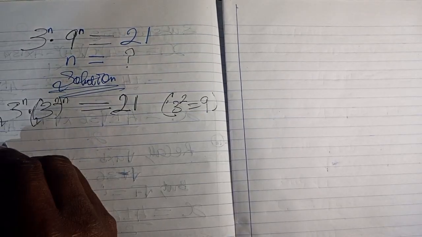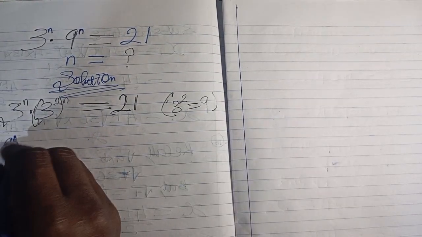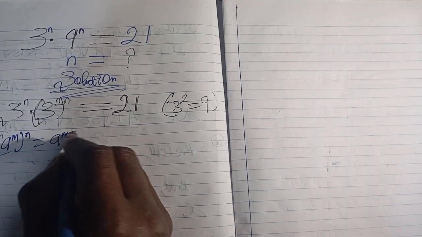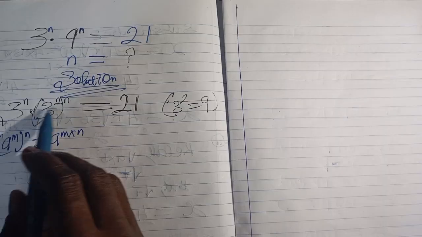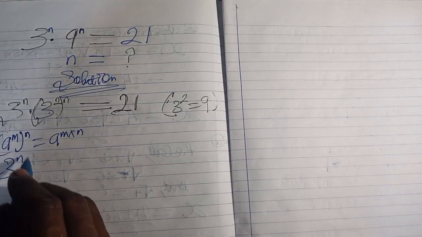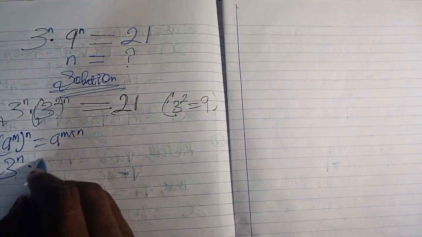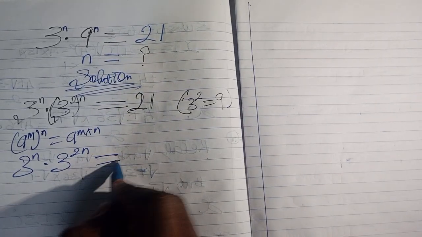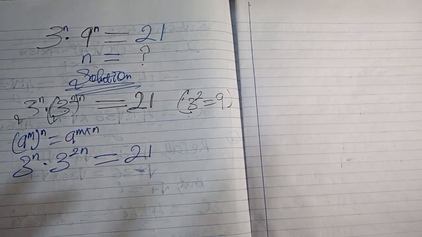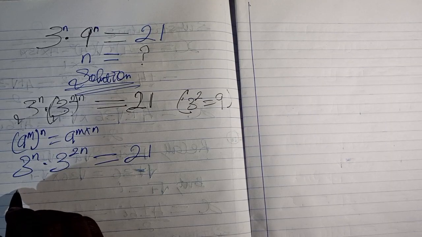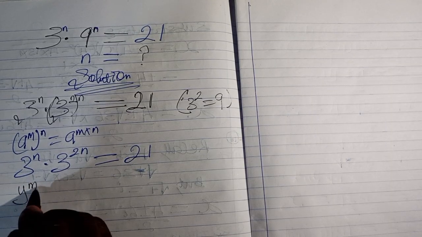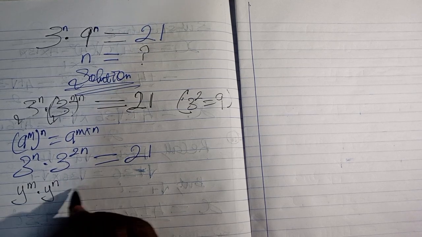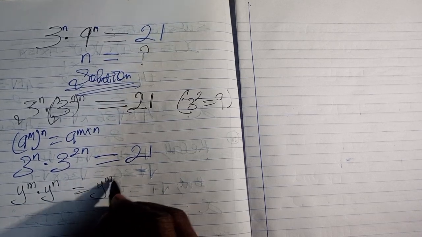Okay, then a raised to power m raised to power n is same as a raised to power m times n. So this 3, we are going to have 3 raised to power n multiplied by 2 times n will give us 3 raised to power 2n. Okay, this will give us 21. Good. Similarly, when you have y raised to power n multiplied by y raised to power n, it will be y raised to power n plus n.